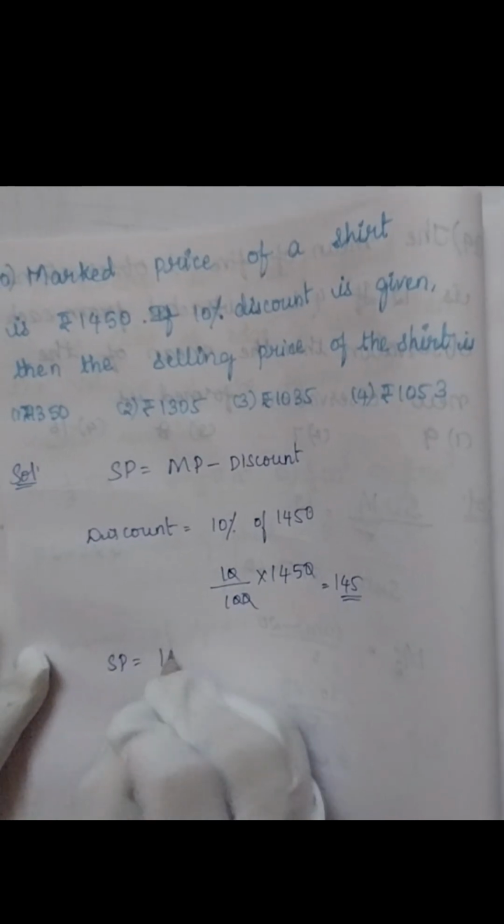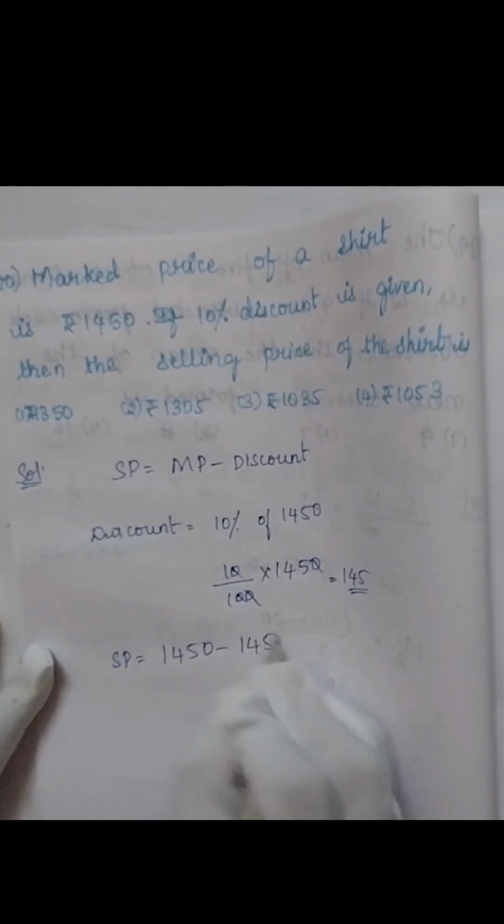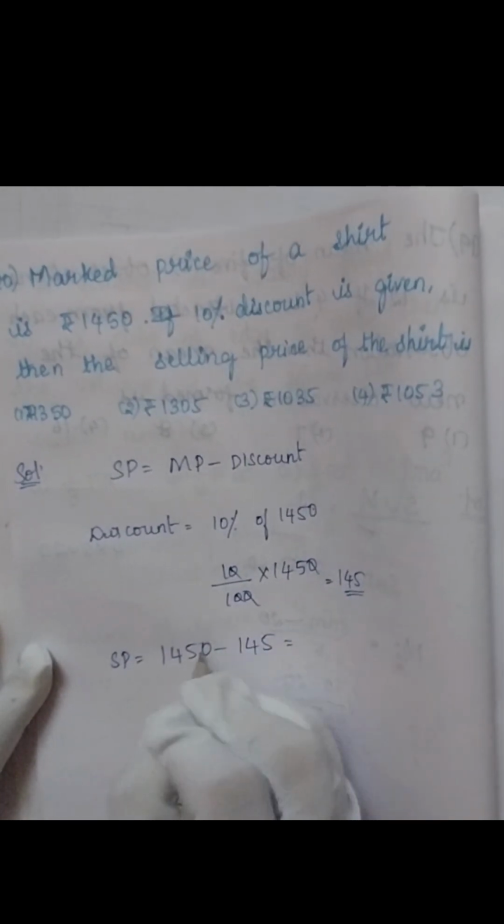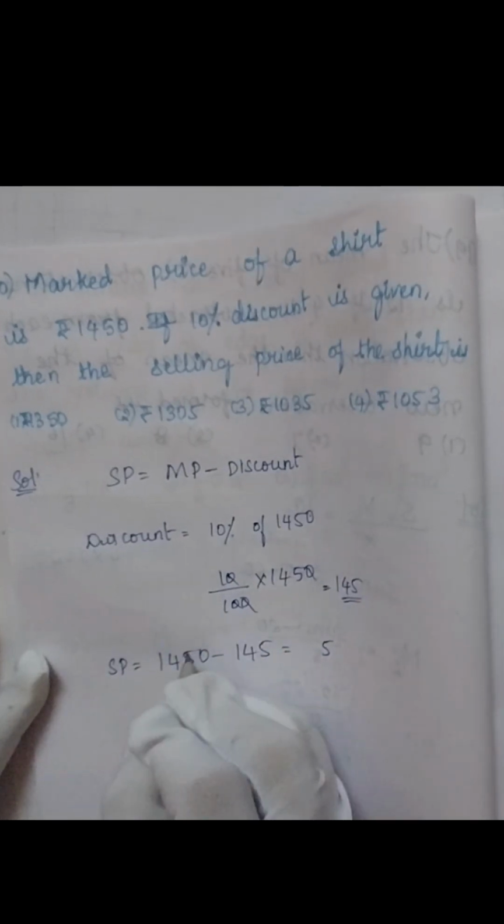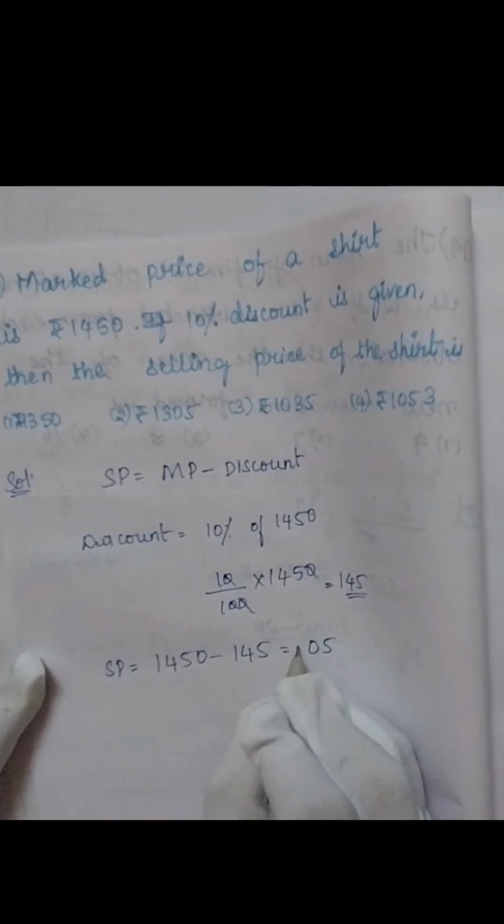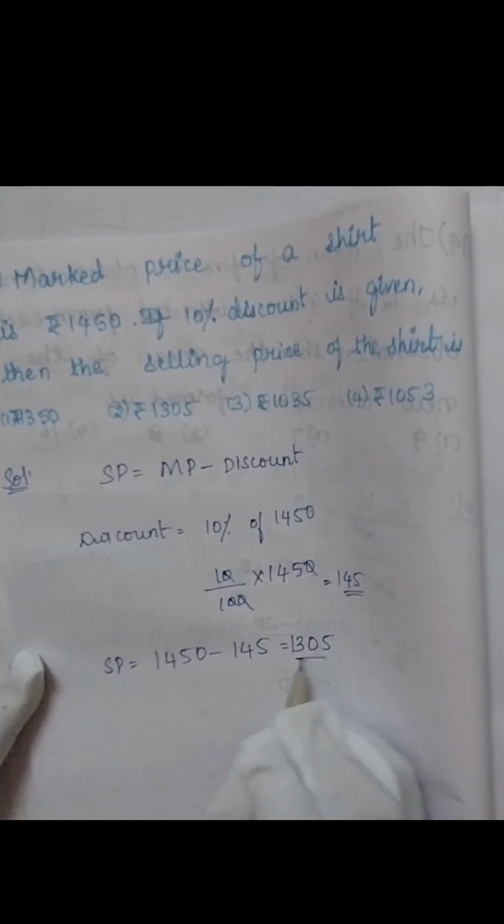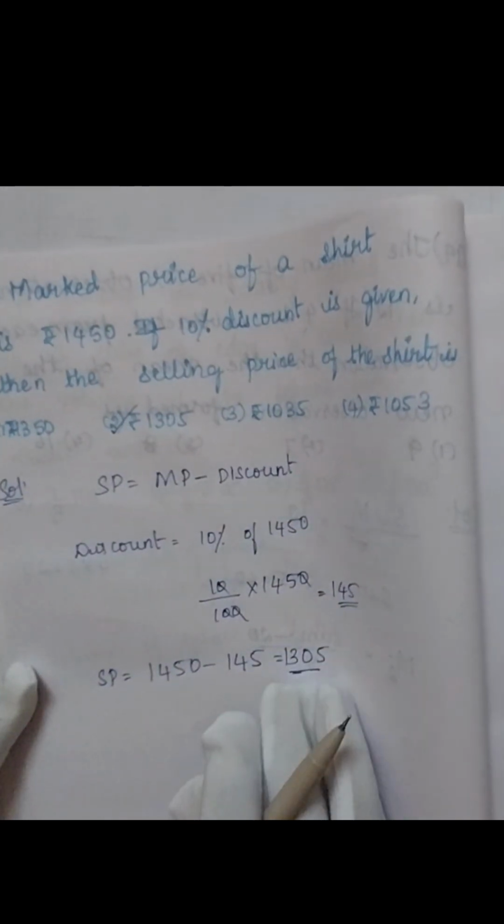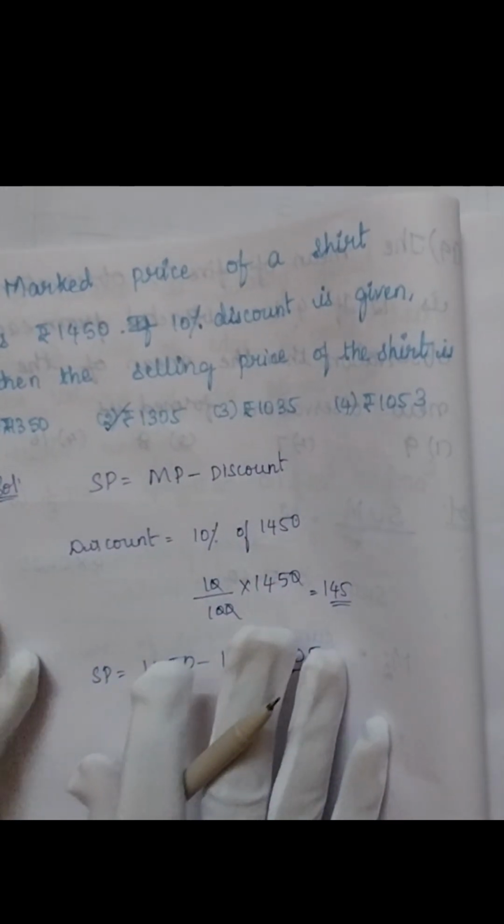So selling price is how much? 1450 minus 145. Okay, 0 minus 5. So it will be 10. 10 minus 5 is 5. It will become 4. 4 minus 4 is 0. Here it will be 3. 1305. Okay, so this is which option? The second option, 1305. So hope you have understood all the 20 questions.